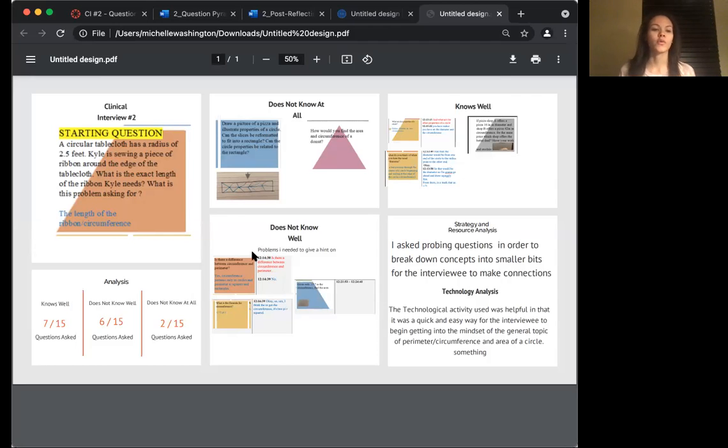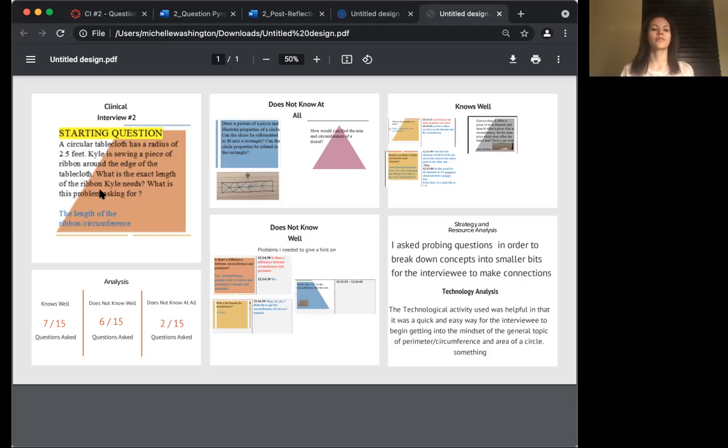So my starting question was: a circular tablecloth has a radius of 2.5 feet. Kyle is sewing a piece of ribbon around the edge of the tablecloth. What is the exact length of ribbon that Kyle needs, and what is this problem asking for? So the problem is asking for the length of the ribbon and the circumference, or rather the circumference of the circle or of the tablecloth. And my student was very able to very quickly solve that.